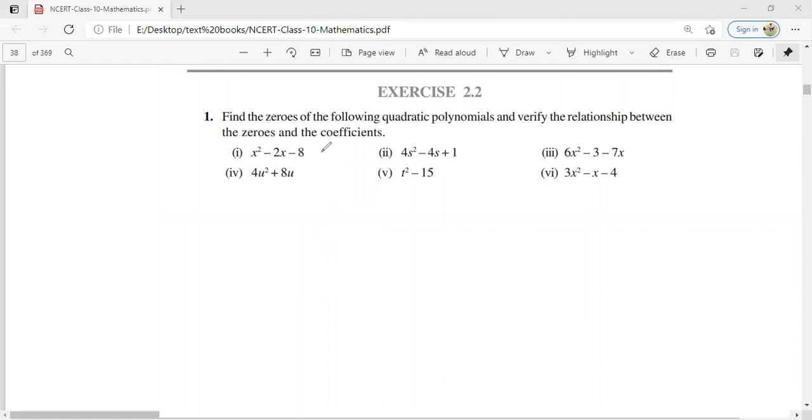Question number one is a quadratic equation in the standard form, which means you just have to split the term, find the zeros, and then verify the relation. Similarly, the second is also a quadratic equation.